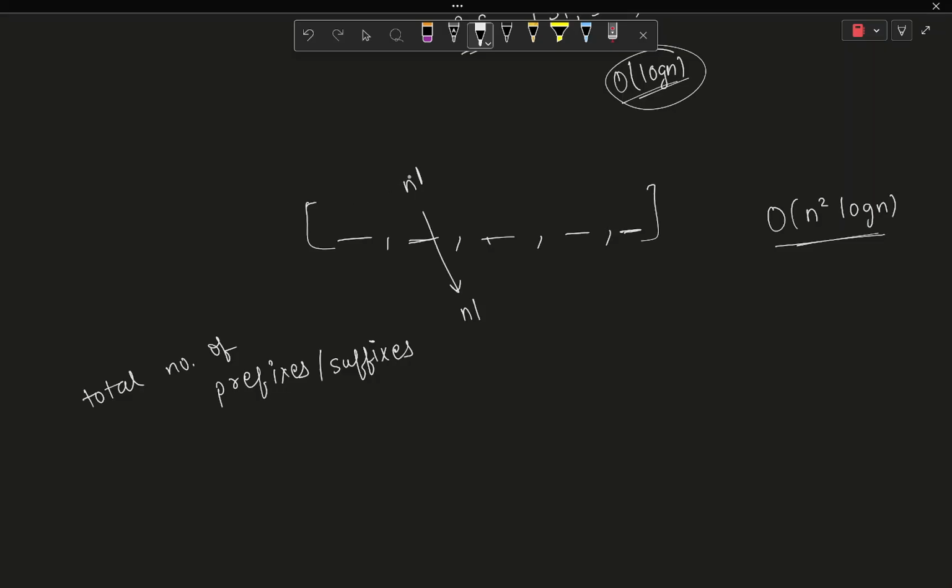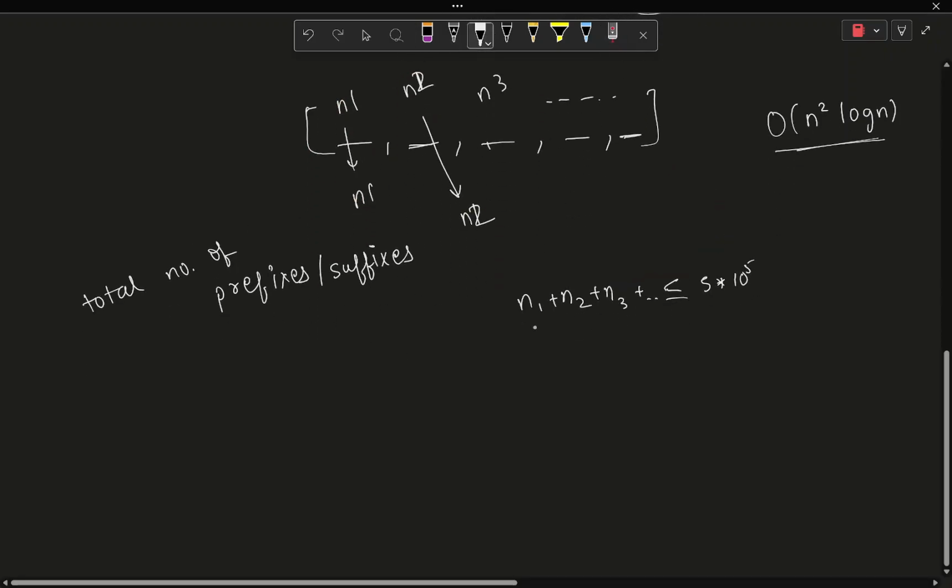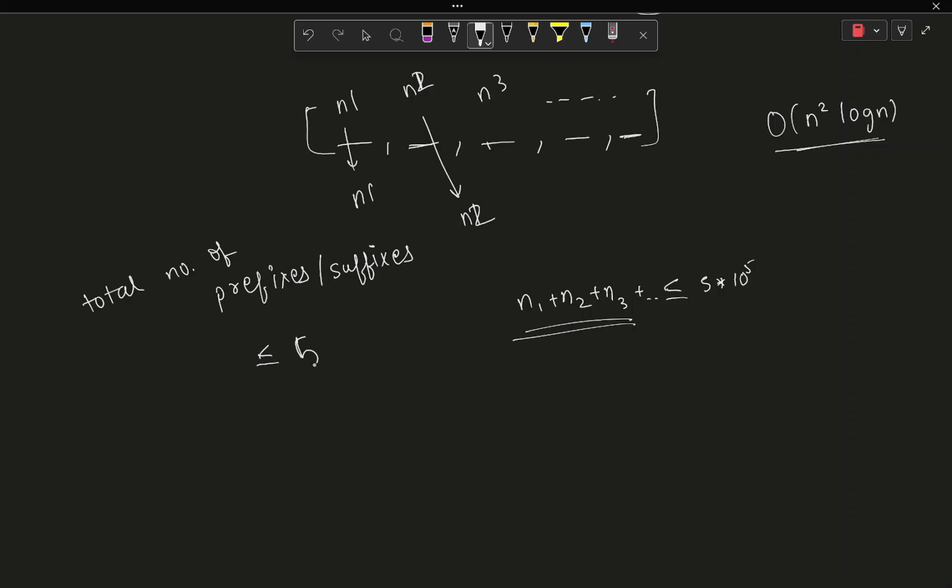And let us say there is a string with length n1, and this one has length n2. Then it will have n1 number of prefixes and suffixes, the second will have n2, the third will have n3 number of prefixes and suffixes, and so on. And you know that n1 plus n2 plus n3 and so on is less than or equal to 5 into 10 raised to the power 5, right? So we can conclude that the number of prefixes and suffixes would also be less than or equal to 5 into 10 raised to the power 5, right?